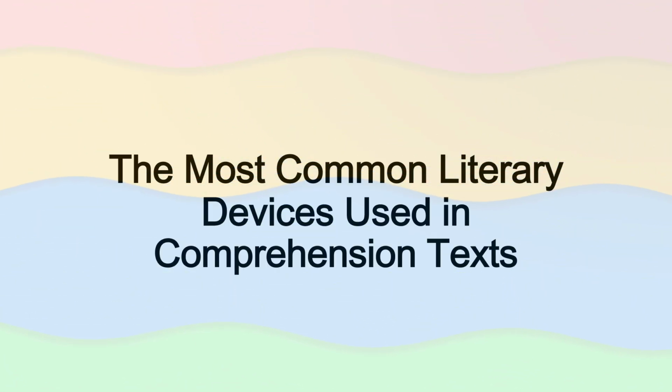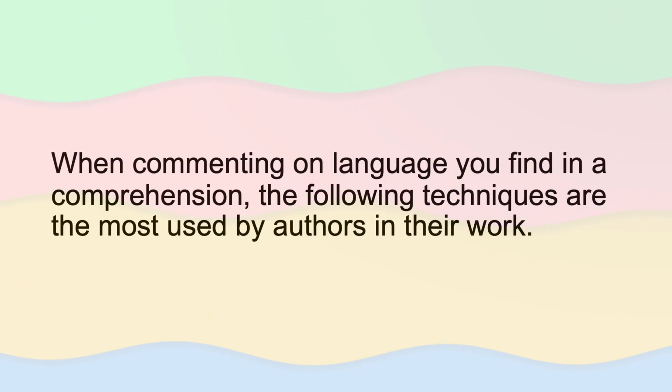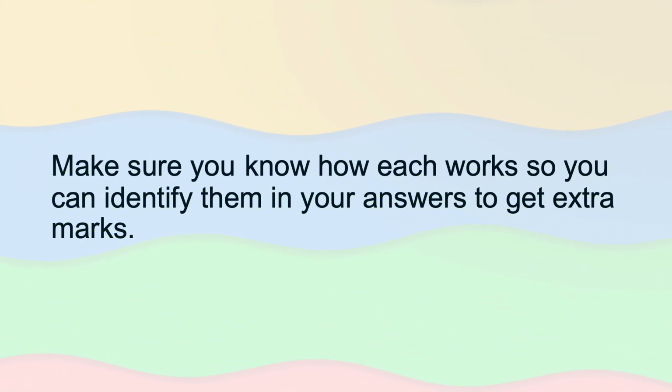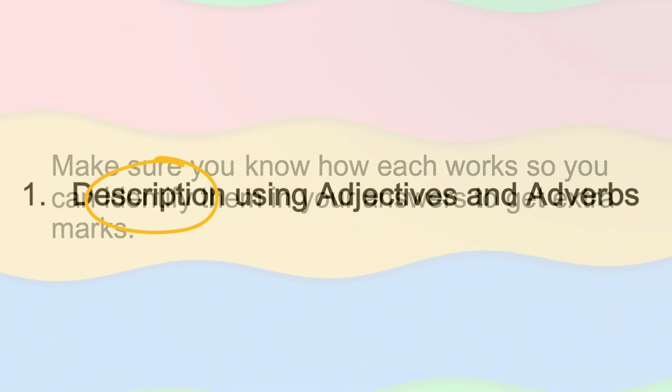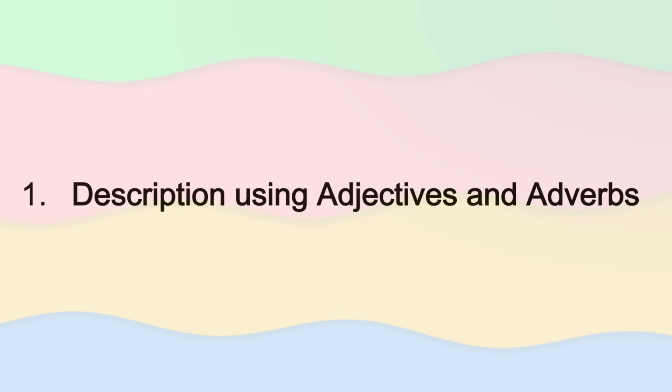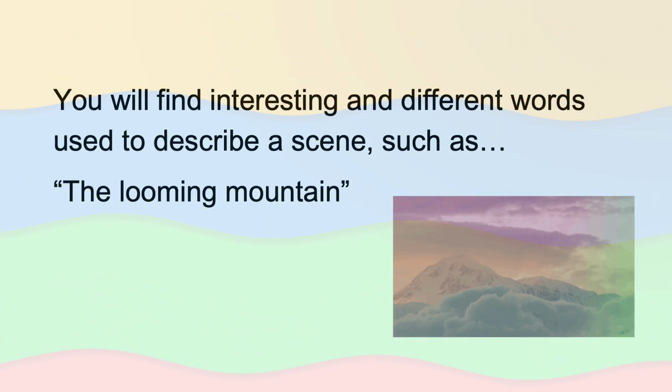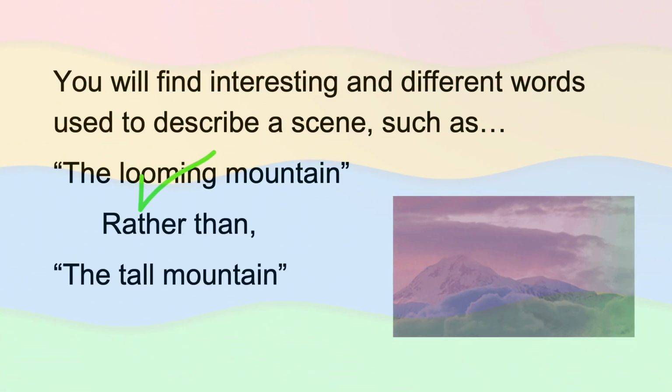The most common literary devices in comprehension texts. When commenting on language you find in a comprehension, the following techniques are the most used by authors in their work. Make sure you know how each works so that you can identify them in your answers to get extra marks. 1. Description using adjectives and adverbs. You'll find interesting and different words used to describe a scene, such as the looming mountain rather than the tall mountain.